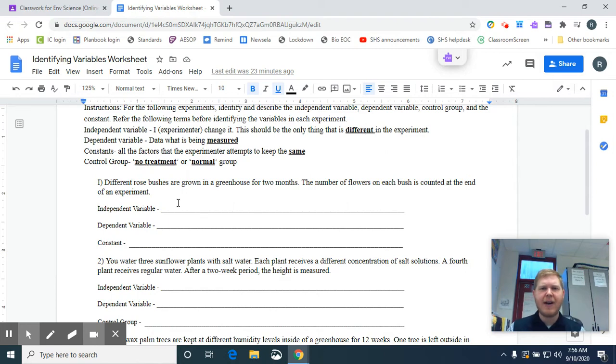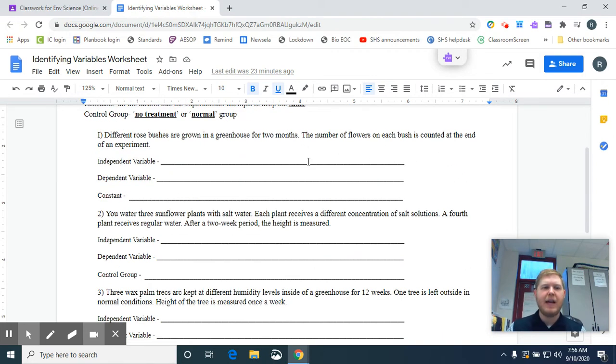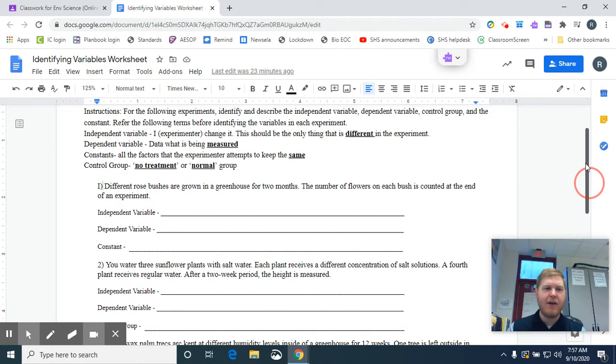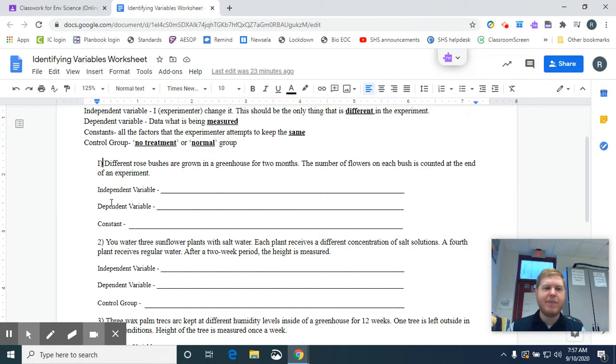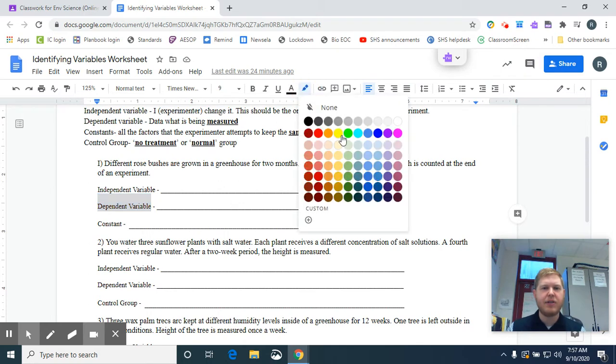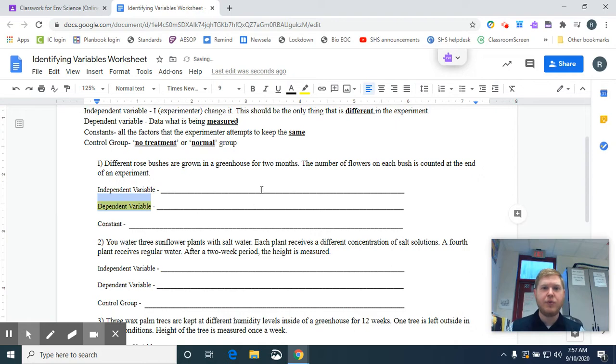So I'll give you an example for number 1. The example says different rose bushes are grown in a greenhouse for 2 months. The number of flowers on each bush is counted at the end. Now, for me, finding the dependent variable is always the easiest, because it is the data. It's what I'm measuring in the experiment. I'm not going to type it out just because it's a little bit quicker. I would ask you guys to type it out, but I'm going to use some color to help show what's what.